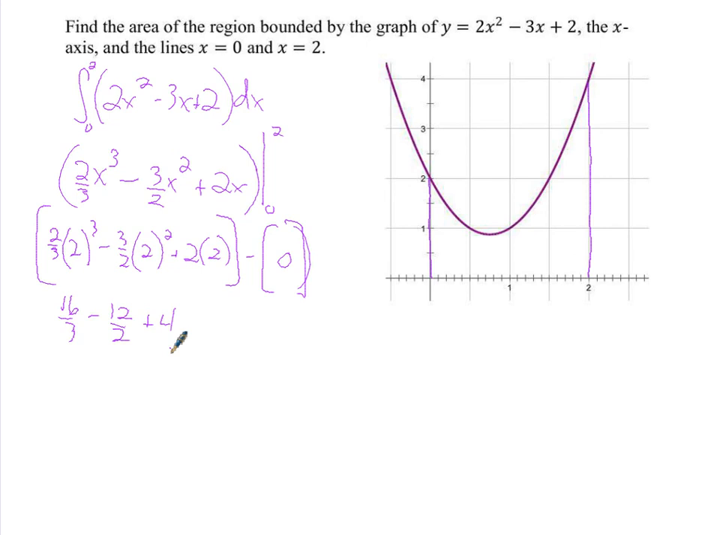Now what? Common denominator? So this is actually 6. We have 16/3 minus 6 plus 4. So yeah, that's really 16/3 minus 2. 10/3 is your answer.